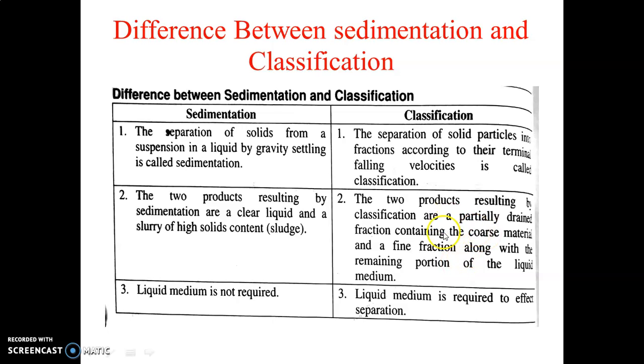In the case of sedimentation, we do not add any liquid medium to the solid material, because the suspension is already there. In the case of classification, we have to add the liquid medium to effect the separation. That means there are some coarse material, fine material, and other sizes of material. In that material you have to add the liquid, and after adding the liquid we get the separation. So that is called classification. This is not happening in sedimentation.